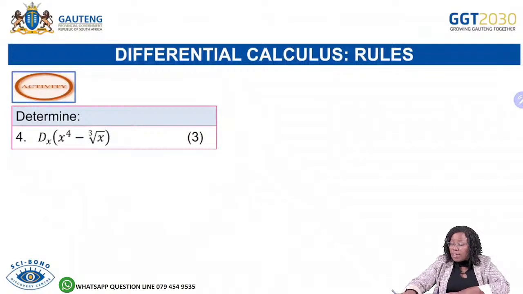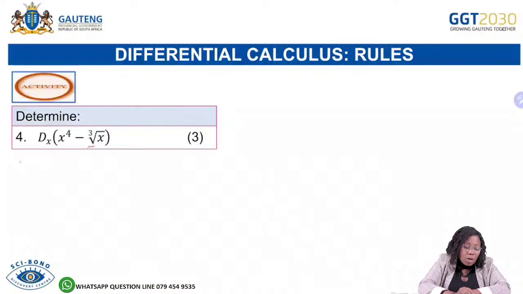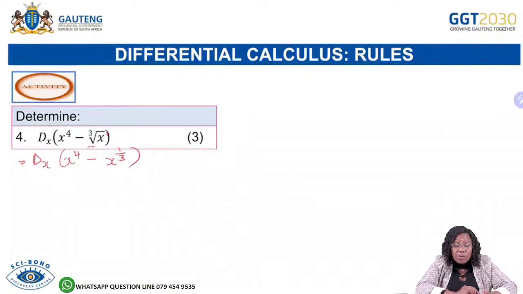And then now let's look at number 4 under rules of differentiation. Determine dx of x to the power 4 minus cube root of x. We have a challenge now because we have a cube root there. We can't derive with the root signs, okay? We can't derive with that. So still we need to simplify this. It will be dx of x to the power 4 minus, remember there's a 1 here, exponent 1. It will be x to the power 1, and then this 3 will join the denominator exponent there. So that is the dx we are having.